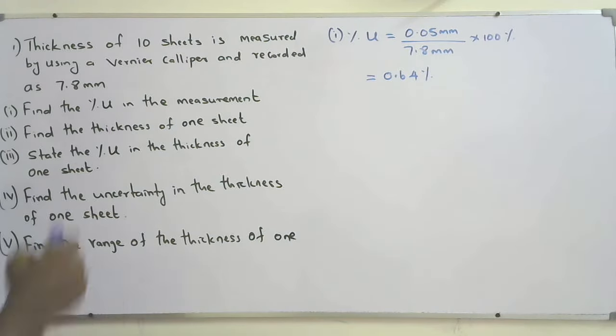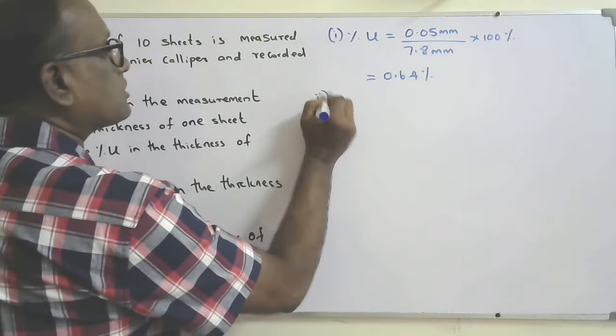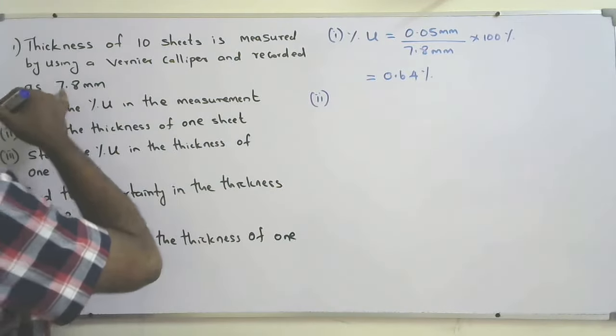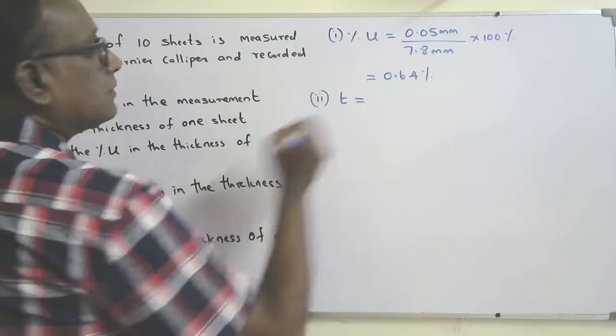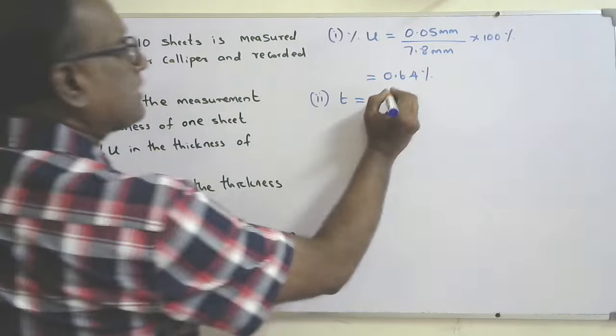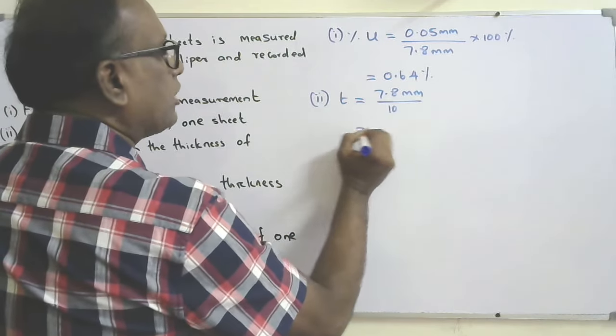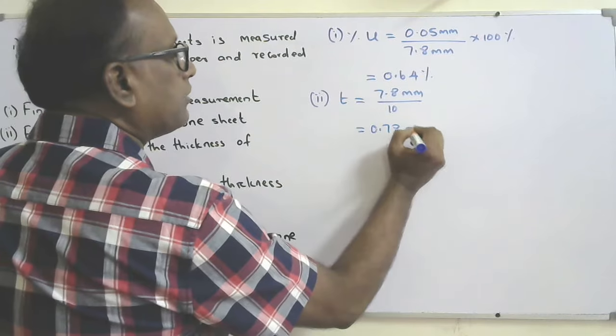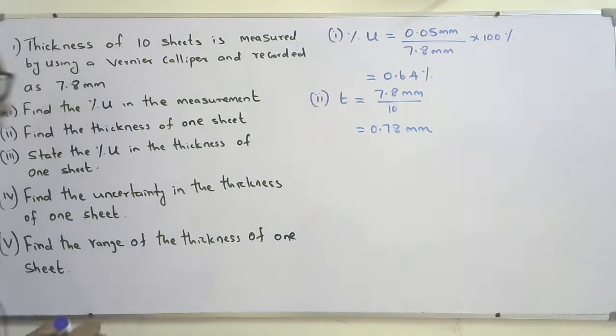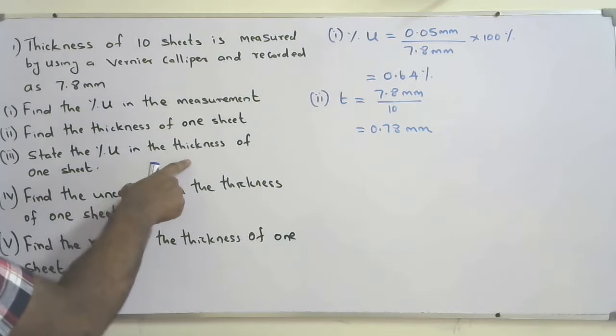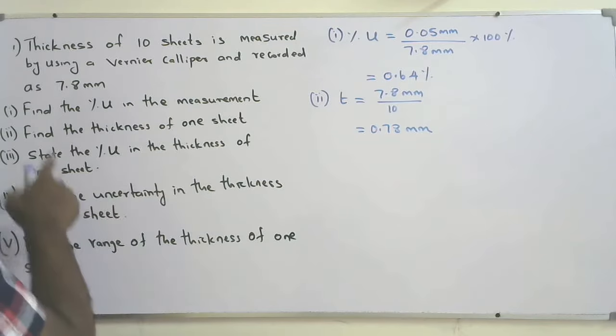Second part, find the thickness of one sheet. You know the thickness of 10 sheets is 7.8. The thickness of one sheet I'll denote by T. So that will be 7.8 millimeter divided by 10, which is 0.78 millimeter. Third part, state the percentage uncertainty in the thickness of one sheet.